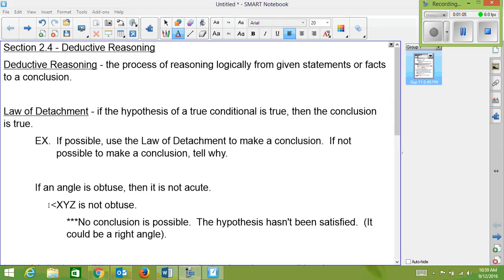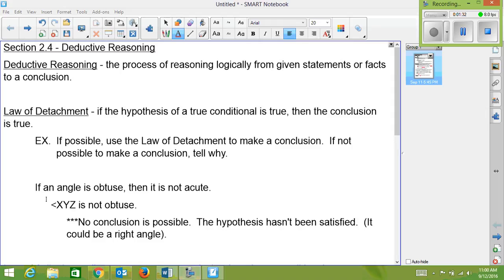So here is what I'm checking. Angle XYZ is not obtuse. Can I tell for sure that it is not obtuse based on this fact that is given? All this says is it's not obtuse. This says if an angle is obtuse, then it's not acute. Okay, so I can't really make a conclusion here because my hypothesis has not been satisfied.